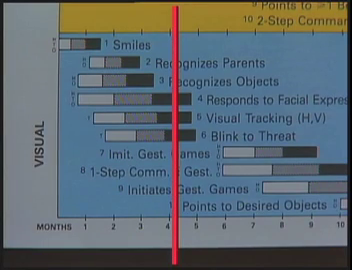Finally, in the visual division, this child passed V6, blink to threat, V5, visual tracking, and V4, responds to facial expressions. Since she has achieved a basal level in all three divisions, she has passed the ELM Scale screen.